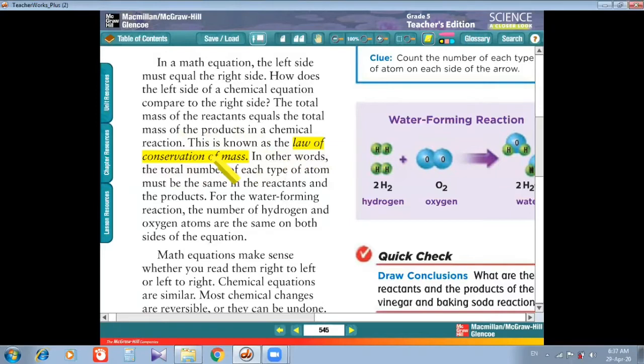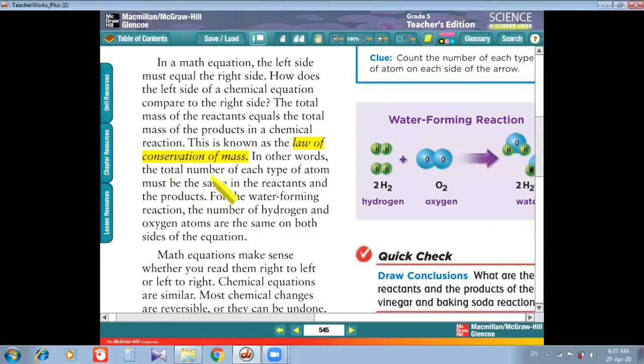The law of conservation of mass states that the total mass of the reactant side and the total mass of the product side should be equal. The reactants and the products we have discussed in our previous video. The total mass of the reactants, which are usually on the left side, should be equal to the total mass of the products, which are usually on the right hand side. This law is called the law of conservation of mass.